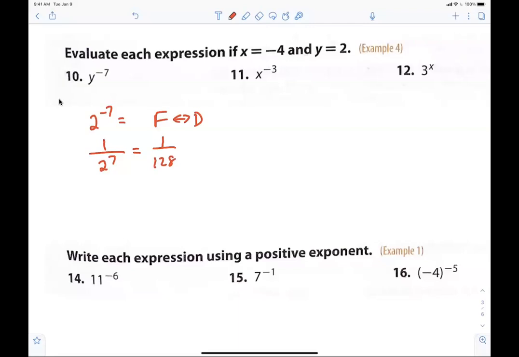Okay, so now number 11, Mikey, tell me. It's -4 to the -3. Yeah, I like that. Now, what I want you to do is rewrite it first. 1 over, what is that the same as? No, I don't want you using a calculator right this second. I want you to tell me what the fraction is. What is it?